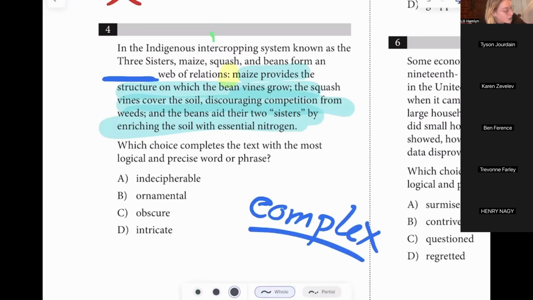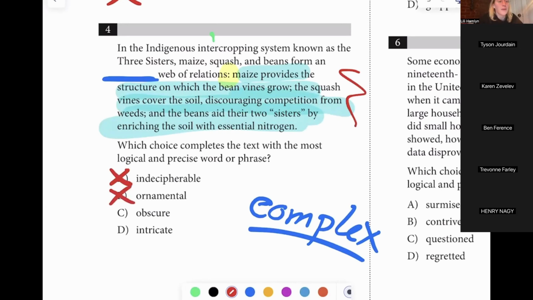And then if we reveal the answer choices, we could see that it can't be indecipherable, right? Because we've actually been told what it is, so it's obviously able to be deciphered. It doesn't make sense. It's more than ornamental. There's actually a real purpose to it that we're being shown. We don't have any evidence as to whether it's obscure, so here we want intricate, meaning complex.